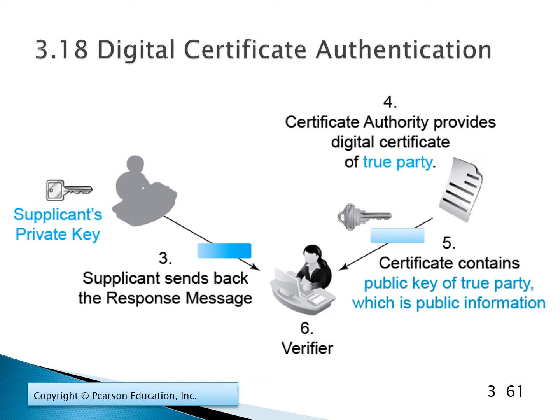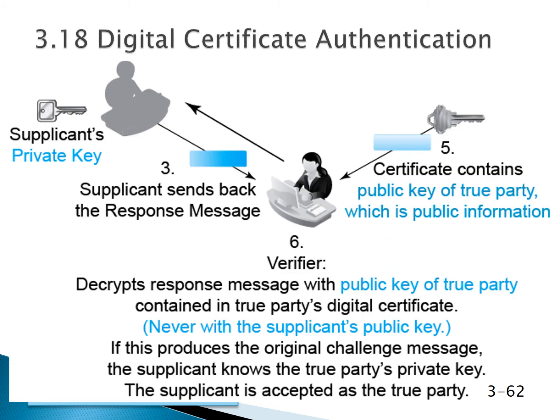At the same time, the certificate authority will provide a digital certificate of the true party, and this digital certificate also contains the public key of the true party, which is public information. So in asymmetric key, there is a pair of keys. One is the public key, one is the private key, and they work together. So in the last step, the verifier decrypts the response message with the public key of the true party. So this response message was encrypted using the private key, but we now try to decrypt it using the public key contained in the true party's digital certificate.